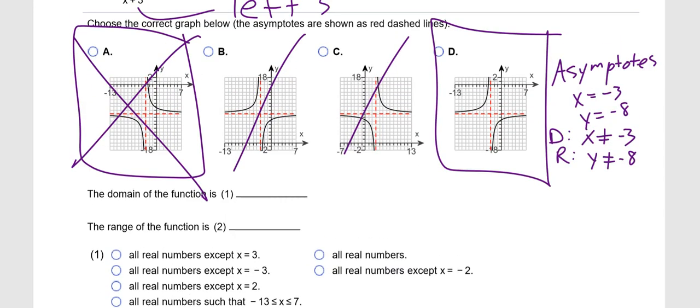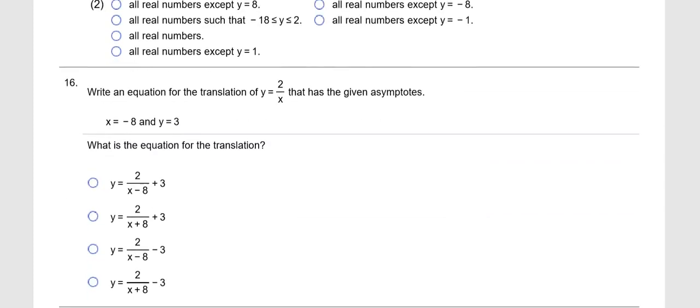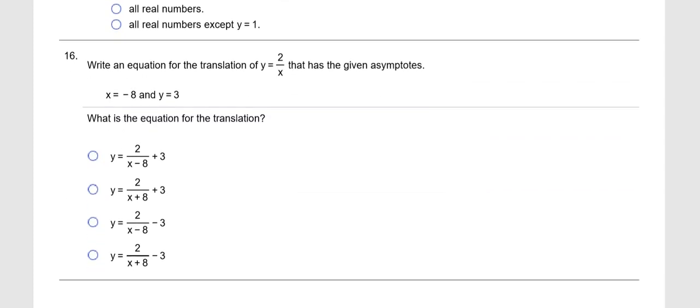Anybody need that any longer? Okay, you need to do 16.